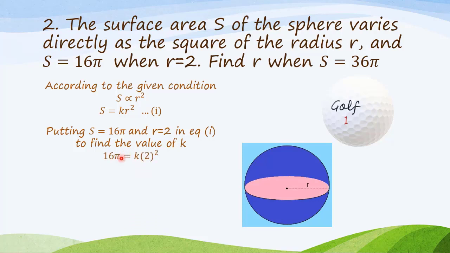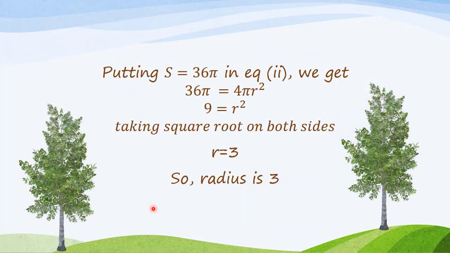We get 16 pi is equal to K times 2 square. Solving it, we get 16 pi is equal to K times 4. Solving it for the value of K, we get K equal to 4 pi. Now we put this value of K in equation 1 and get a relation: surface area is equal to 4 pi R square. Now we have to find the value of R when surface area is equal to 36 pi.